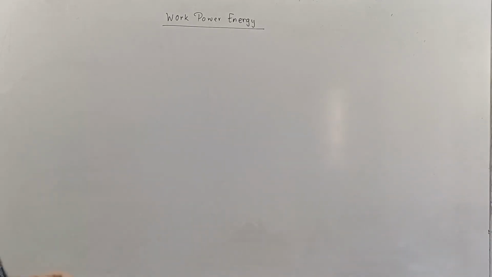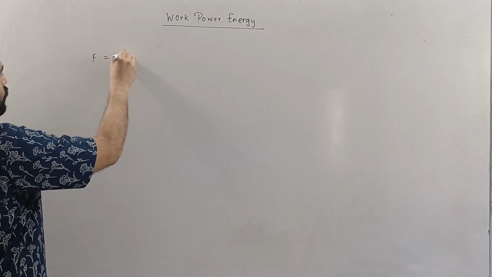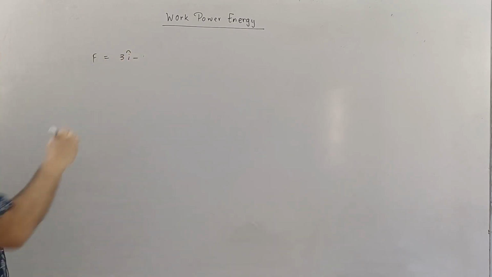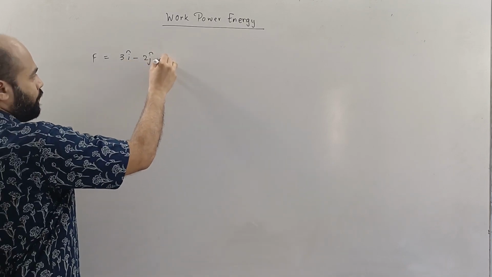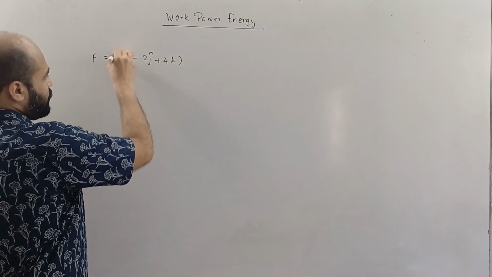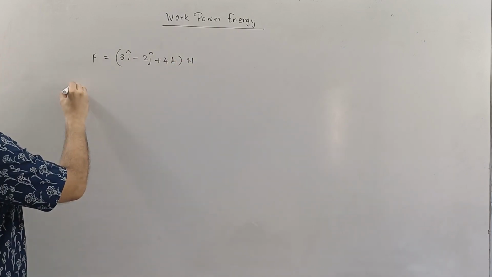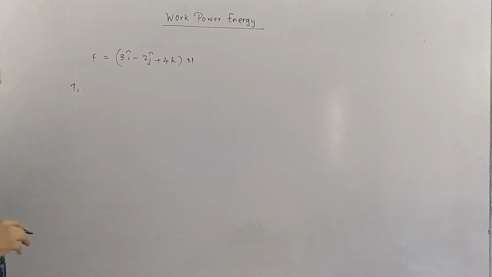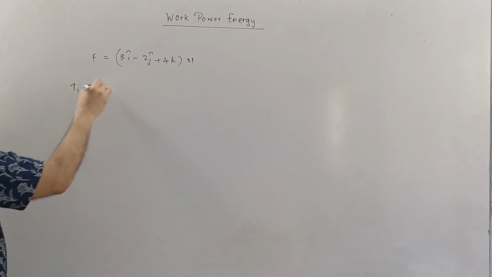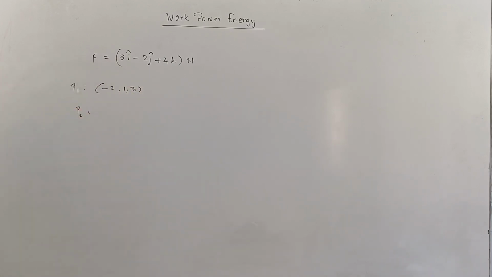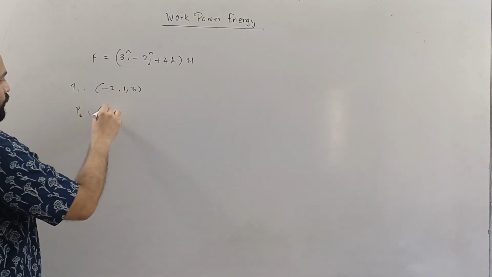Okay, so the next thing that we're going to do is solve a few examples. It's given to us that force in a certain situation is 3i minus 2j plus 4k. Unit of force is Newton. Now this force is displacing a body from point 1, which is given as minus 2, 1, 3 to point 2, which is given as 3, 6, minus 2.